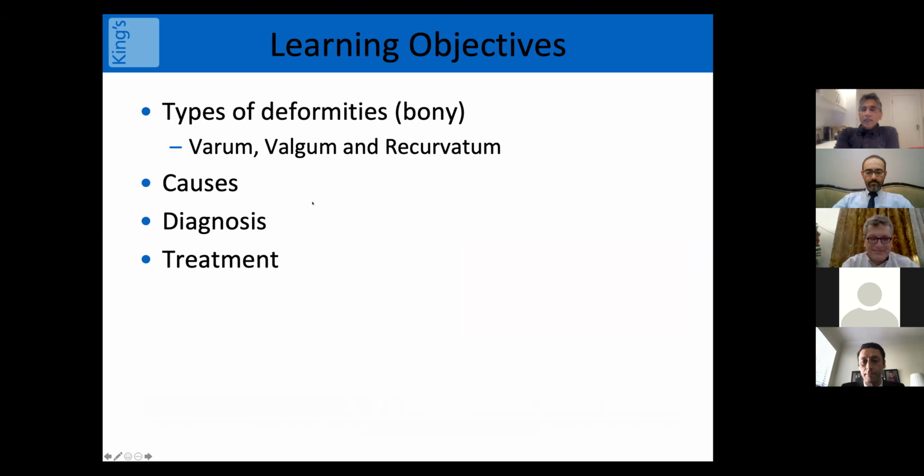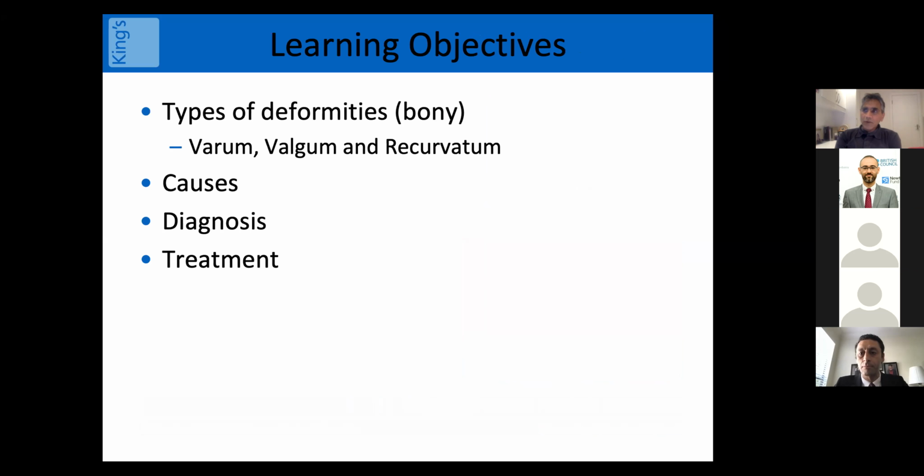Today I'm going to take you through the angular deformities around the knee, mainly genu varum, genu valgum, and recurvatum. I'm not going to talk about flexion deformity, which 95% of the time is a soft tissue deformity. So I will stick to these three. We'll explore the causes of various deformities, how to diagnose them, the pitfalls in diagnosis, and of course, treatment options.